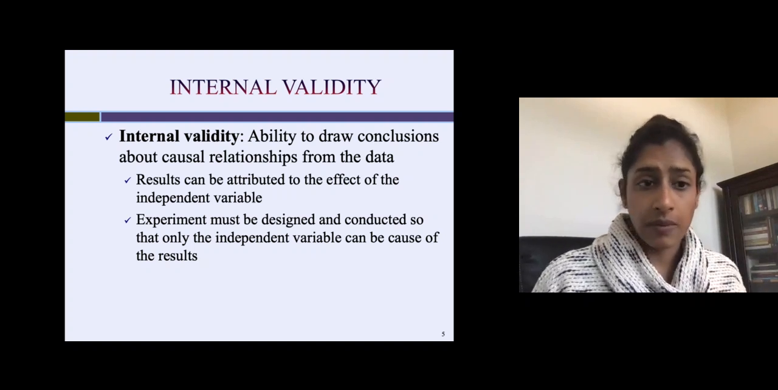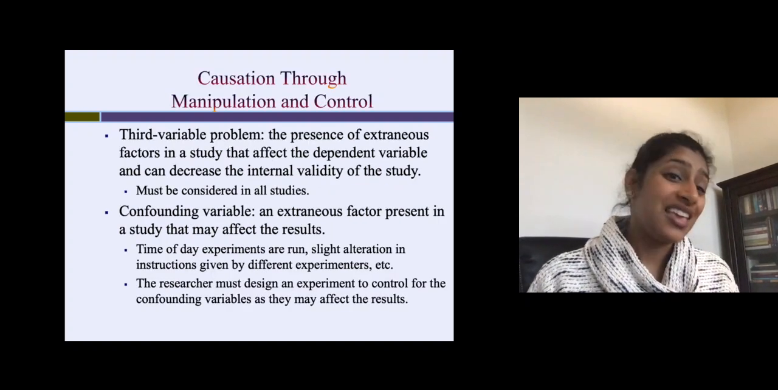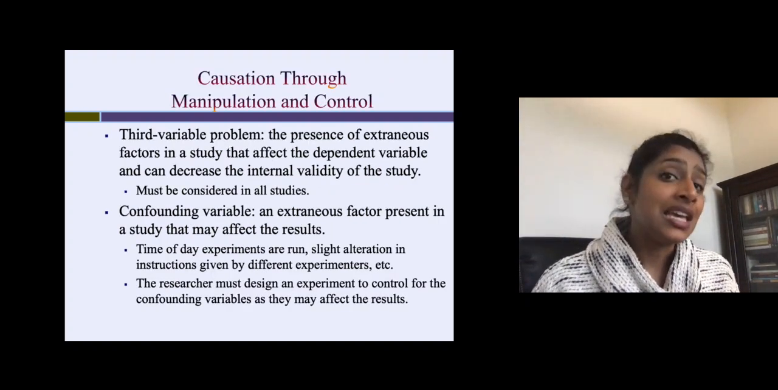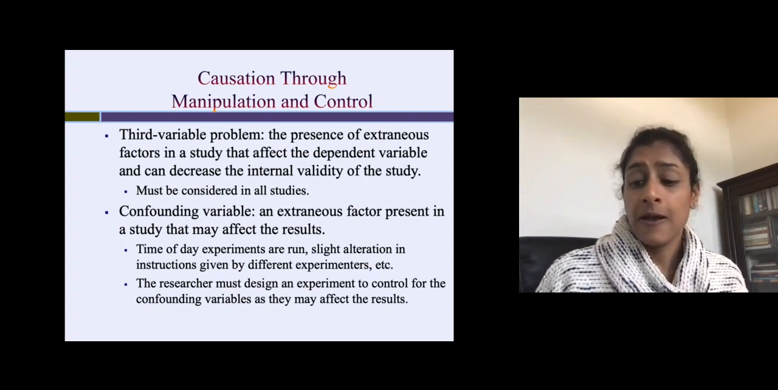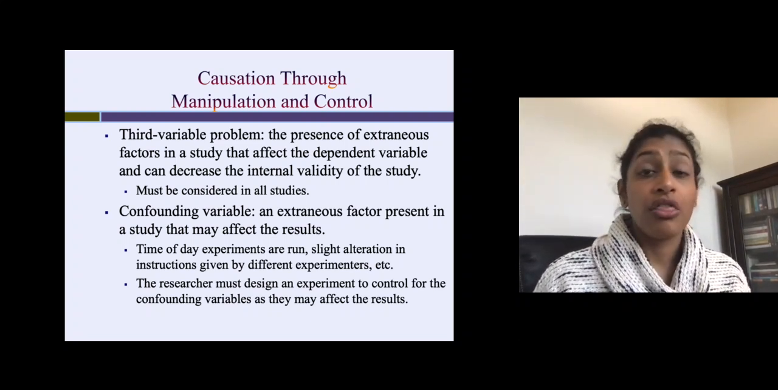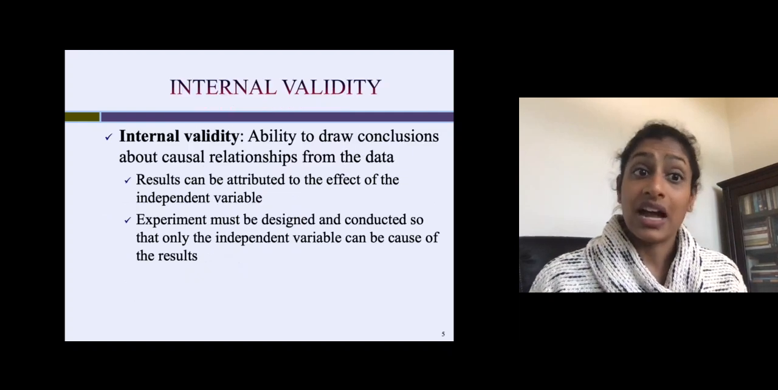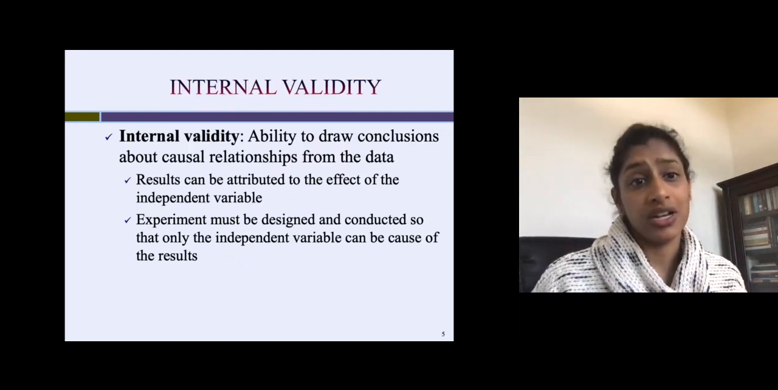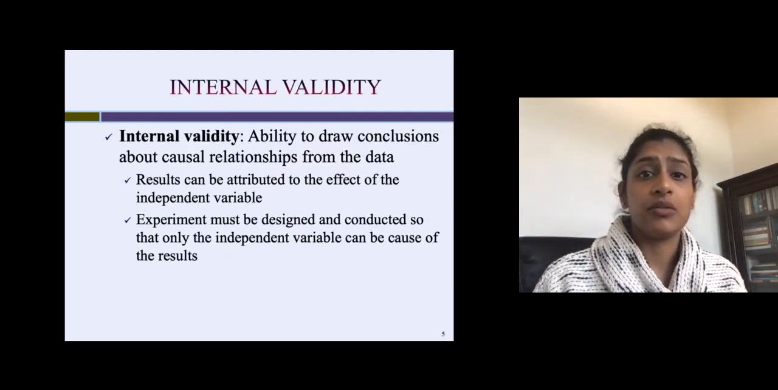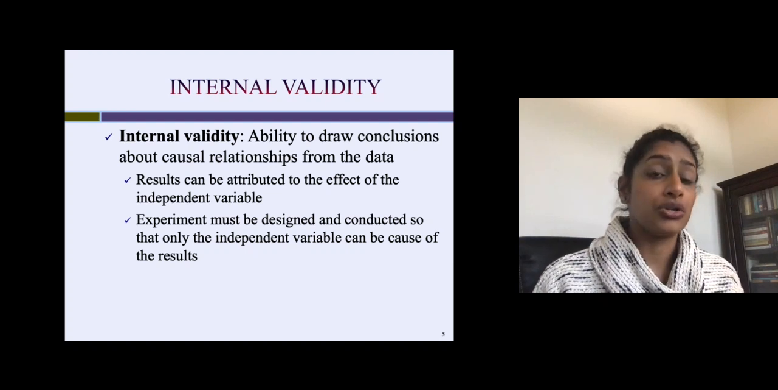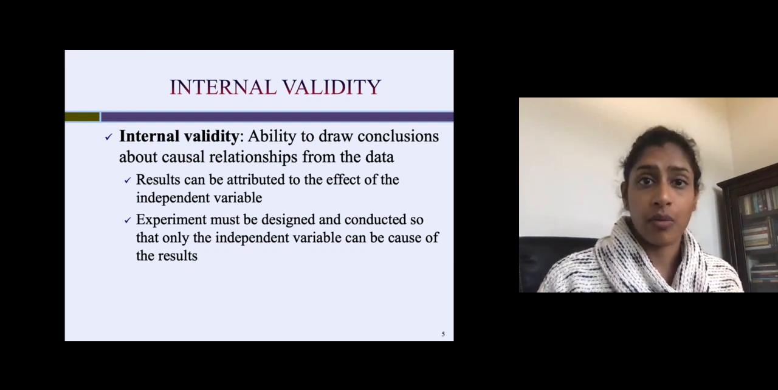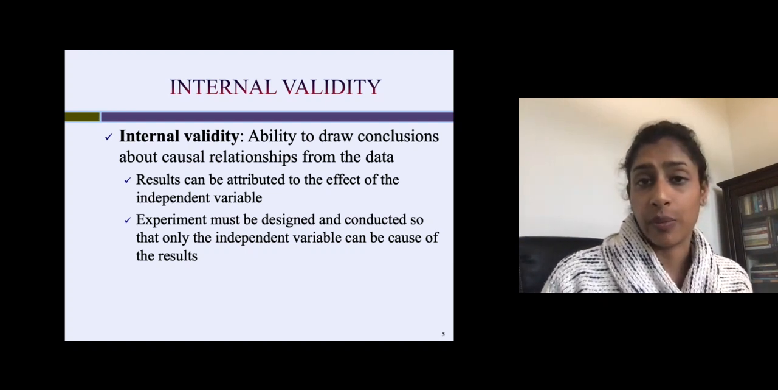So kind of going back to this slide, thinking about those third variables, thinking about those confounding variables, and how those are impacting the study. Again, a good study with good internal validity is going to be able to control those confounding variables and really think about those third variable problems.